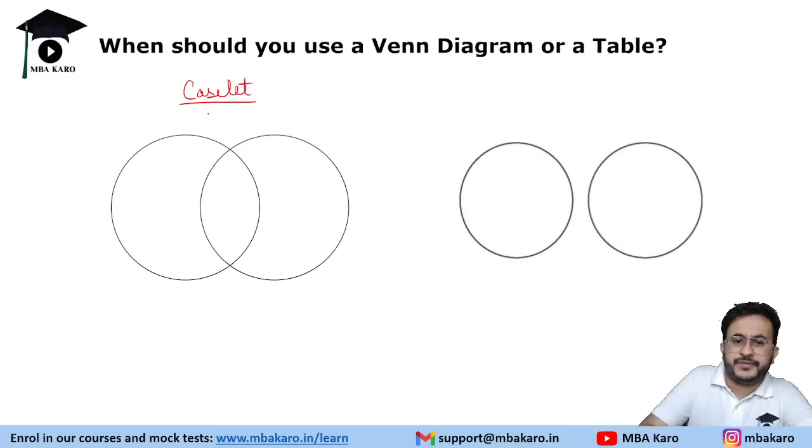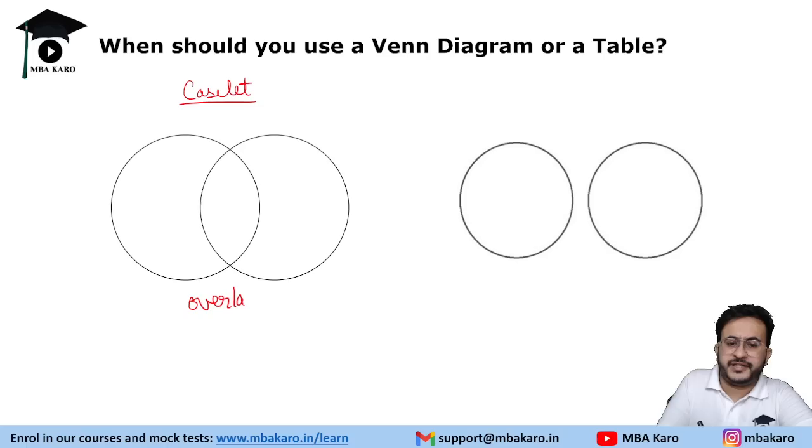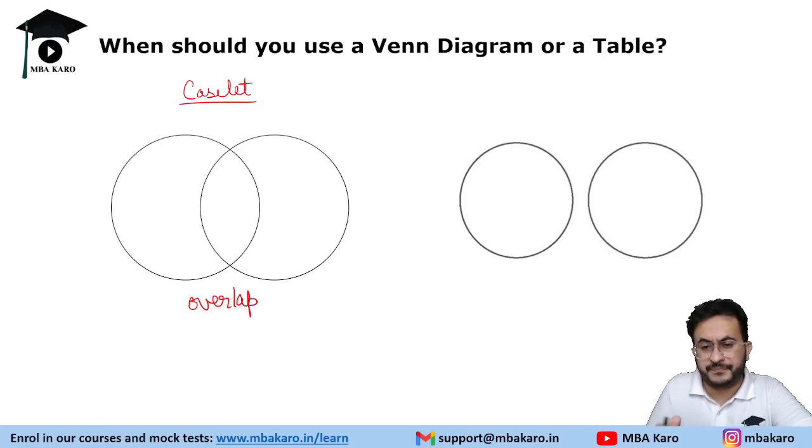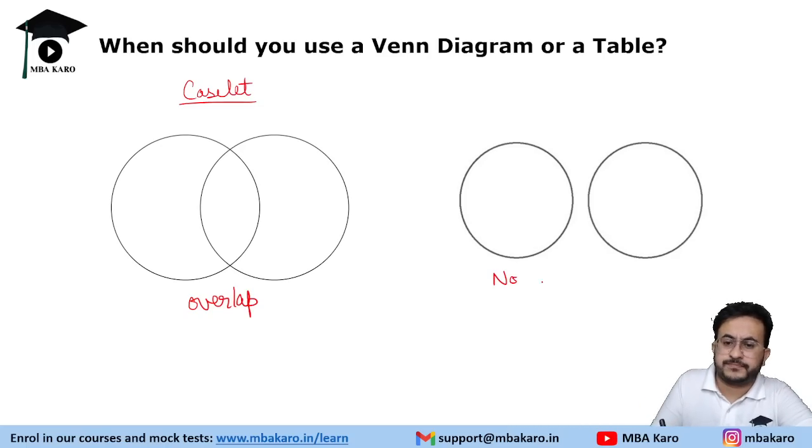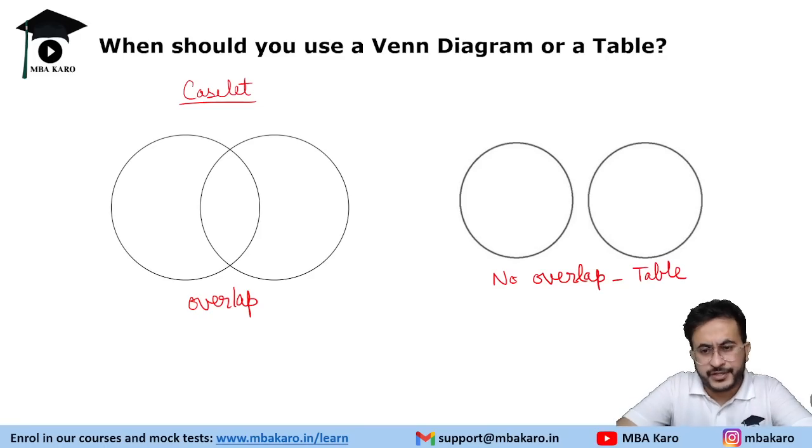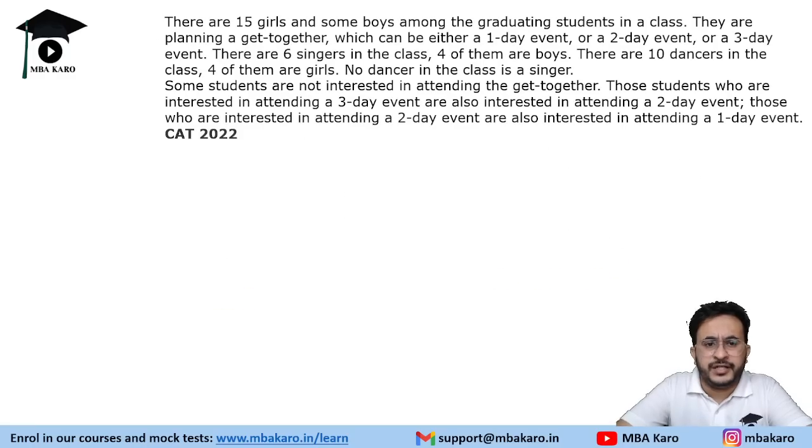Venn diagram should be made when there is overlap. Whenever there is an overlap, make a Venn diagram. When there is no overlap, in that case, make table. No need to make Venn diagram in that scenario. So let us look at a few sets which were asked in CAT.